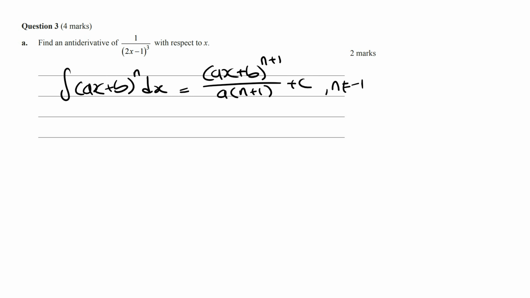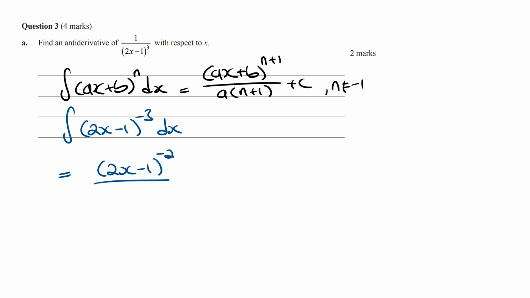And so to integrate 1 on (2x minus 1) cubed, the first thing we need to do is rewrite this as (2x minus 1) raised to the power of minus 3 dx. And now applying the rule, this is going to equal the brackets, which is (2x minus 1) raised to the new power, which is going to be minus 2, then divided by the coefficient of the x term, which is 2, and then multiplied by the new power, which is minus 2, and then plus c.